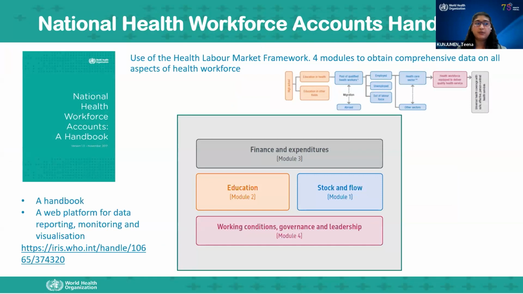that would help a country to identify or know what's happening with their labor market stocks and flows. There is a module on education, which talks about where your bottlenecks are. Do you have enough production? Do you have enough applicants? Do you have enough teaching capacity? What is happening in the education aspects? And the finance and expenditure, and the last one on working conditions, governance, and leadership.